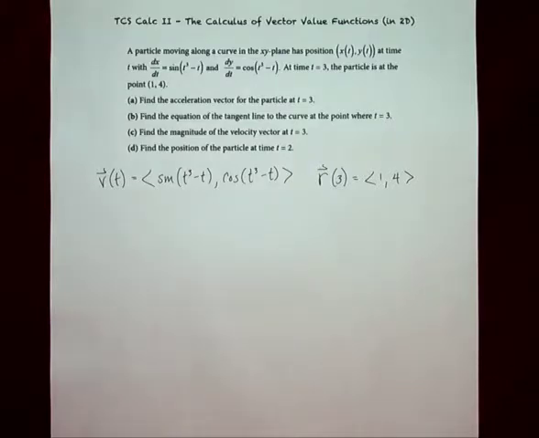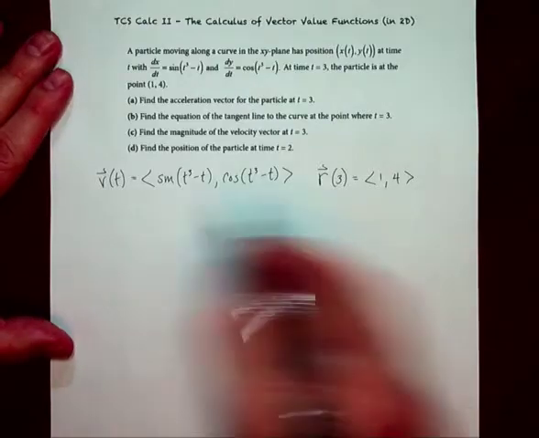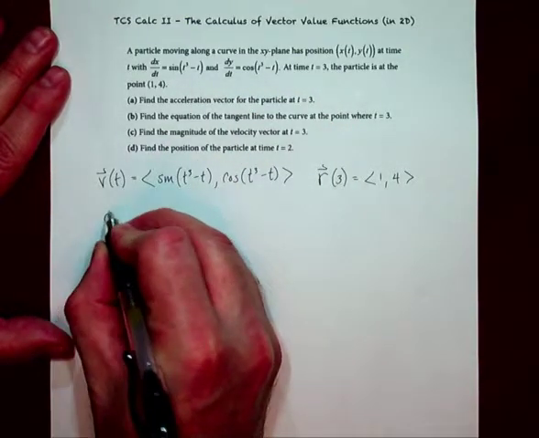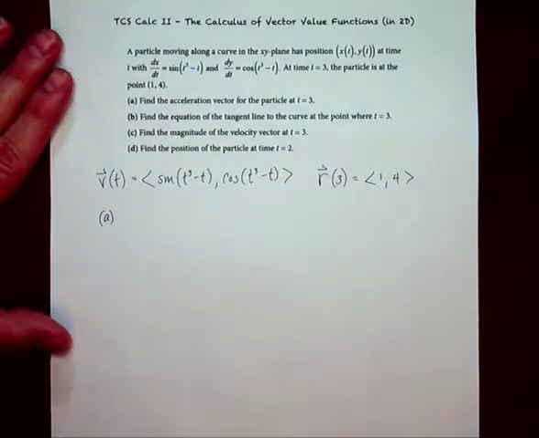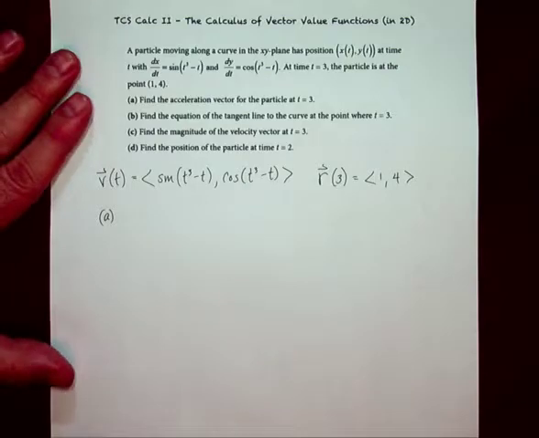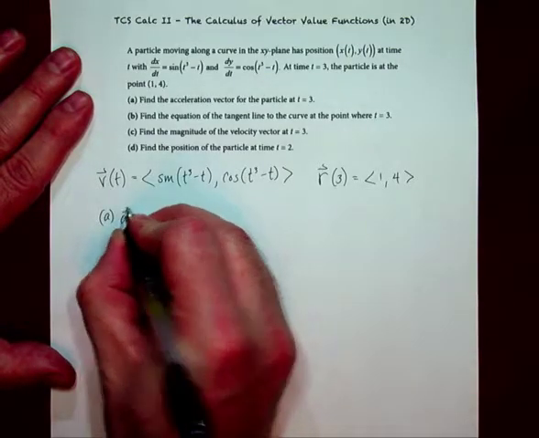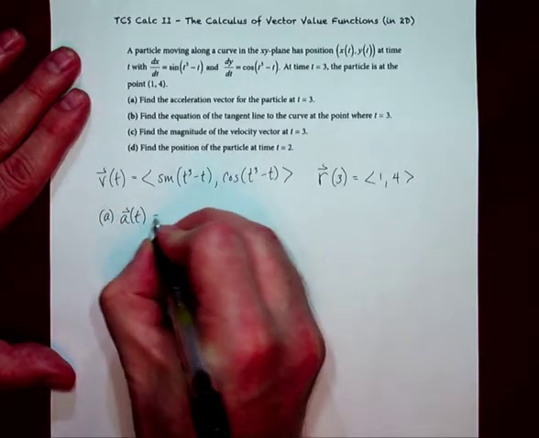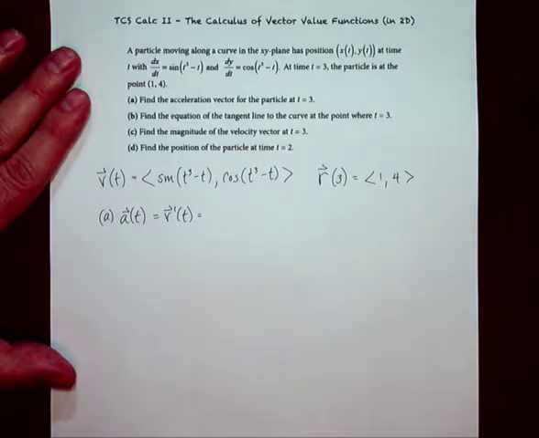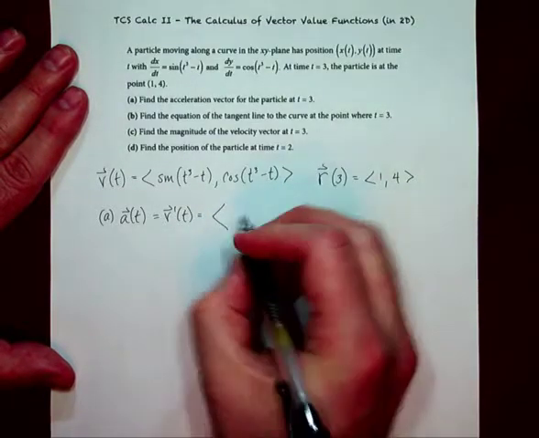Alrighty. Well, now that we've turned what we had up here into component form, let's look at part A. It says find the acceleration vector for the particle at time t equals 3. Well, first we need to differentiate v in order to get our acceleration vector in terms of t. And of course we're going to have to use the chain rule.